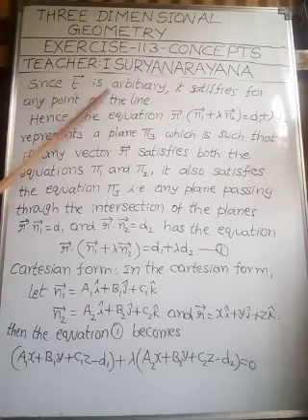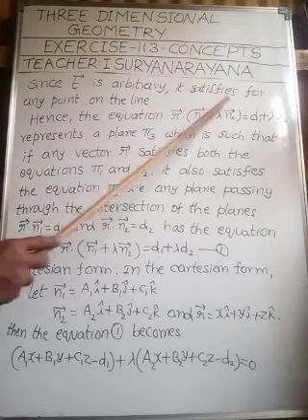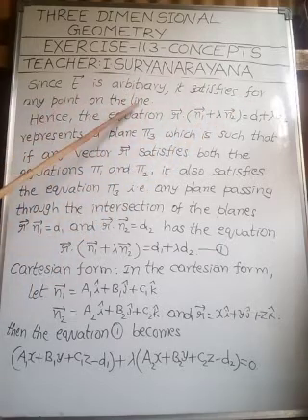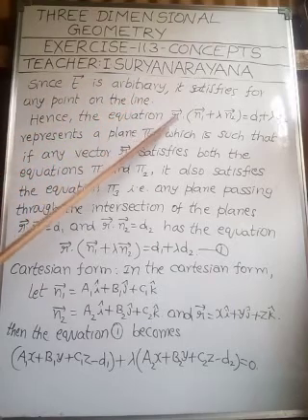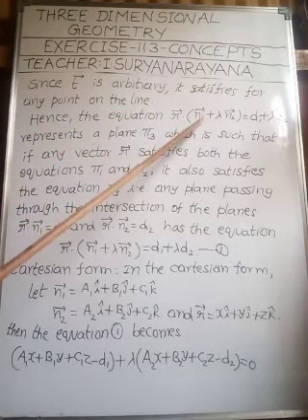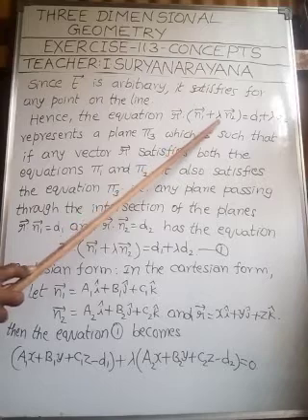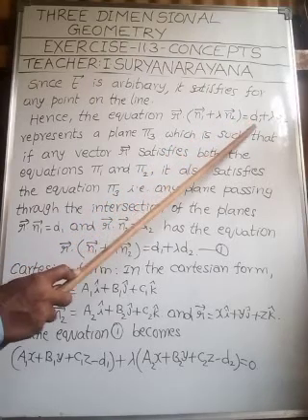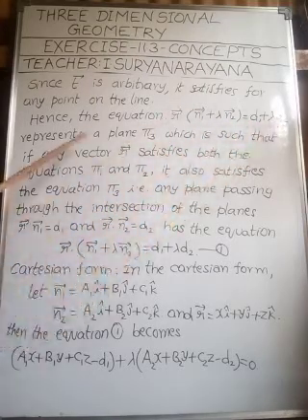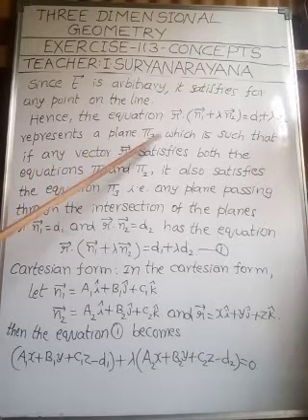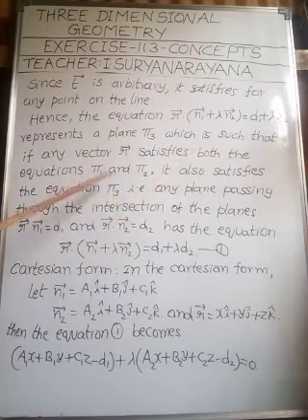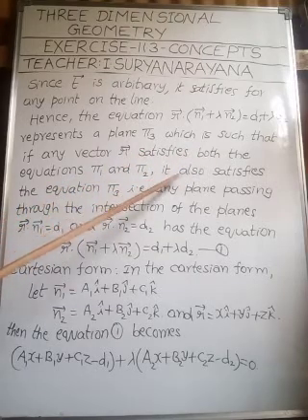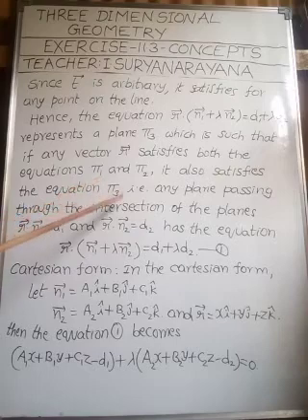Since t bar is arbitrary, it satisfies for any point on the plane. Okay, my children, understood this point? Hence, the equation r bar dot (n1 bar plus lambda n2 bar) is equal to d1 plus lambda d2 represents a plane P3, which is such that if any vector r bar satisfies both the equations pi 1 and pi 2, it also satisfies the equation pi 3.